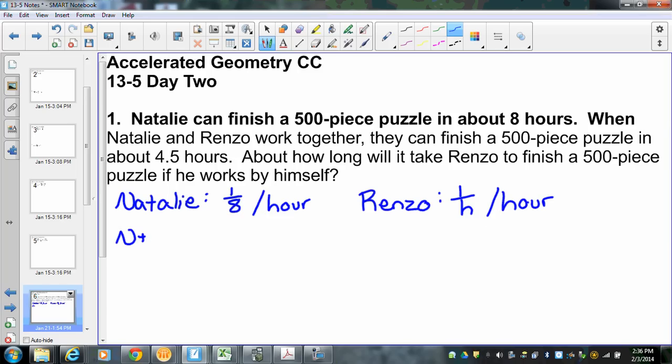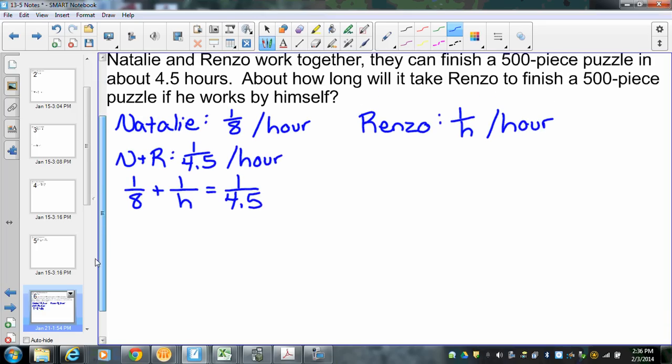Together, Natalie and Renzo, we know that they can finish it in 4.5 hours. So their rate is 1 to 4.5. They're putting together an entire puzzle, and they're working together to do that. So we would take Natalie's rate, which is 1/8, plus Renzo's rate, which is 1/h, should equal their combined rate, which is 1/4.5. And so this is your equation now, which is really not all that difficult to solve.